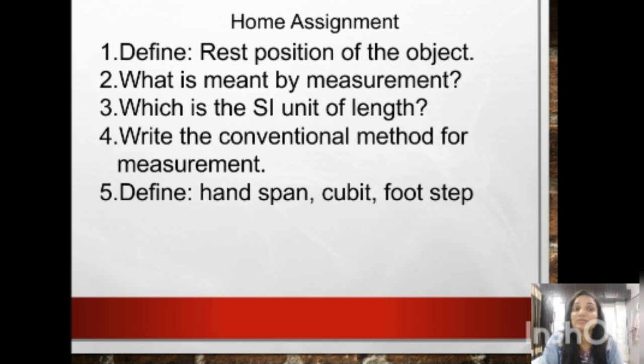I have asked about the definition of footstep, which is not given in this video, but you should write it down from the textbook, or else if you know the meaning of footstep, you can write it.